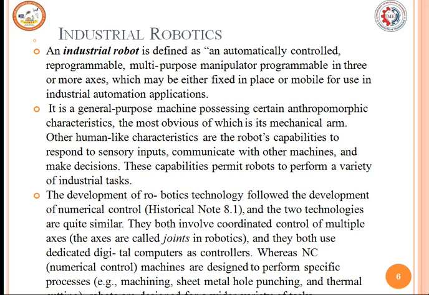The development of robotic technology followed the development of numerical control, and the two technologies are quite similar. They involve different joints used in the robot, and digital computers as controllers. NC machines are designed to perform specific processes.